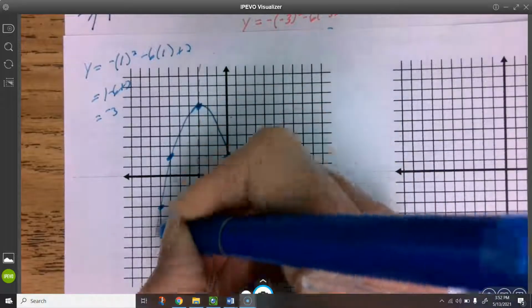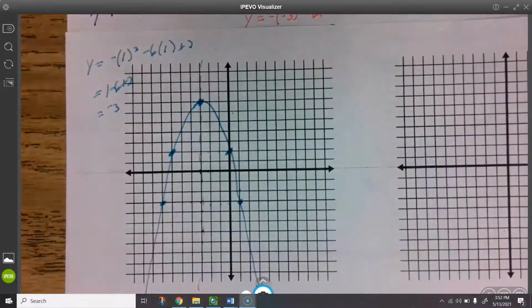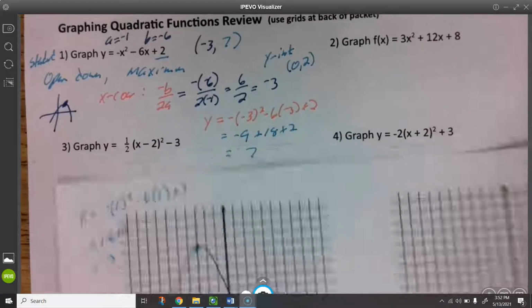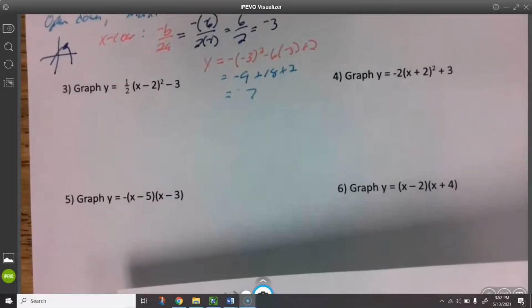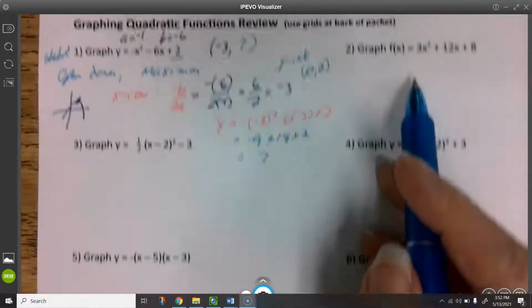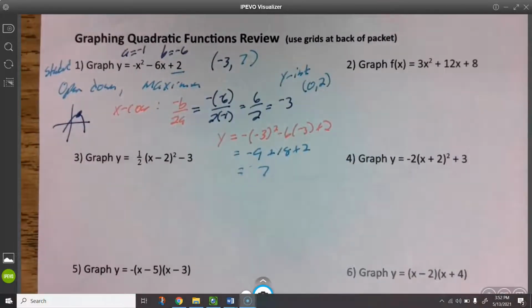Okay, this is where it is in standard form. Now, I'm going to leave this number 2. I'd like you to do this one on your own. If we have time, we'll come back to it, but I want to make sure that we get to some other things and I don't take as long. So, that'd be a good one for you to try on your own. If we have time, we'll come back to it.